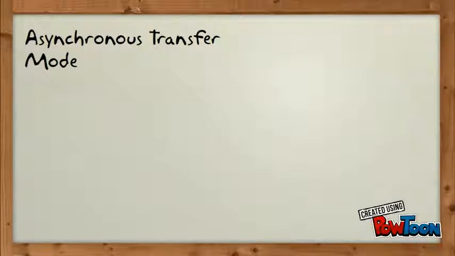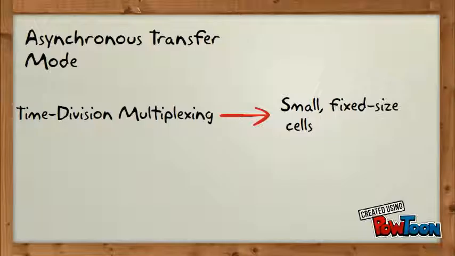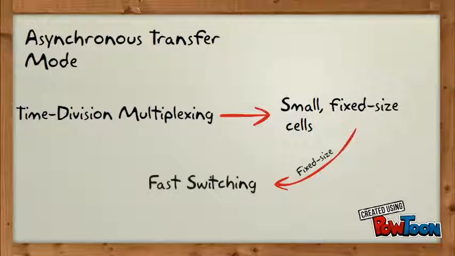Asynchronous transfer mode is one of the most widely used network protocols nowadays. It uses time-division multiplexing to encode data into small fixed size cells. And these cells, since they're fixed in size, are very fast to be switched. And the faster the switching, the better.